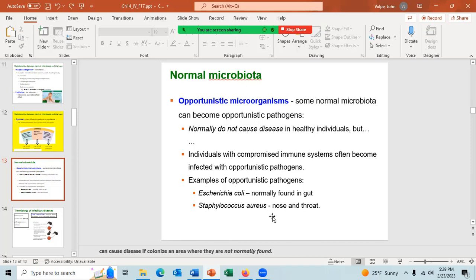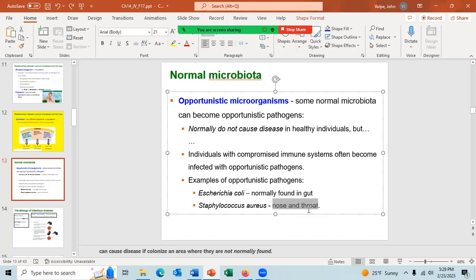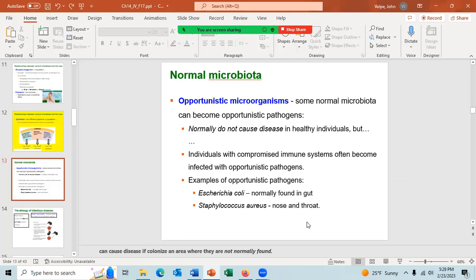Staphylococcus aureus is normally found in the nose and the throat. I think about 50% of Americans have Staphylococcus aureus in their nose and the throat. There, for some reason, it doesn't tend to cause problems. But if it grows elsewhere in the body, it can cause problems, such as on the skin, or if it gets into the bloodstream. Any question about any of that?